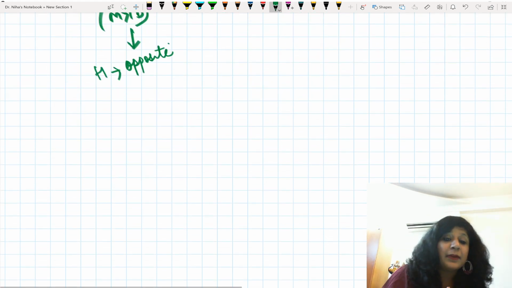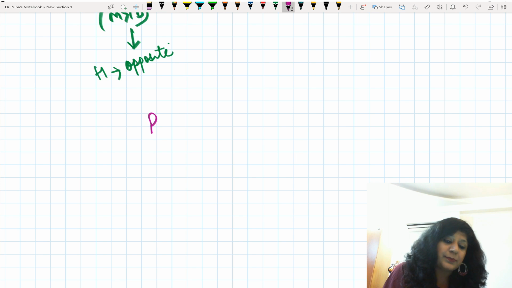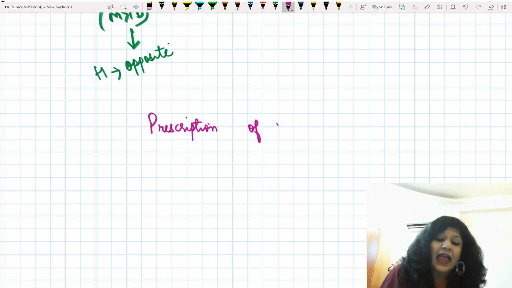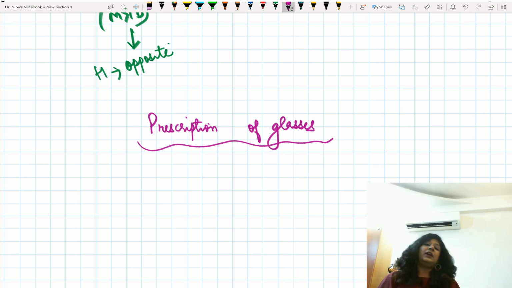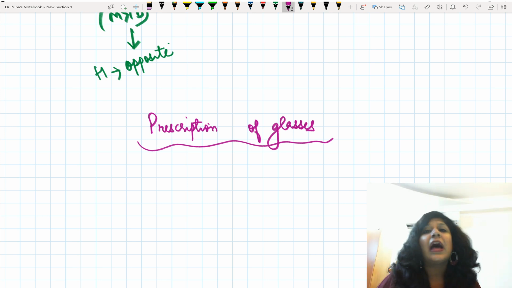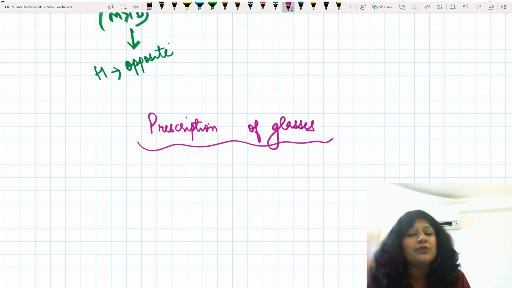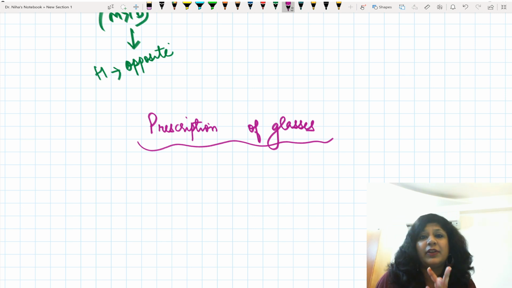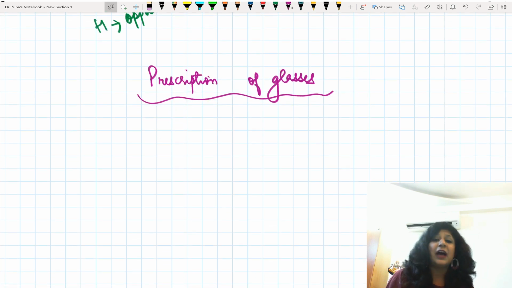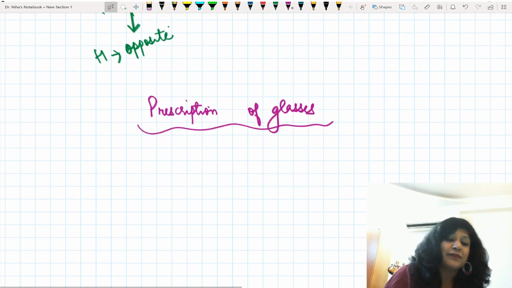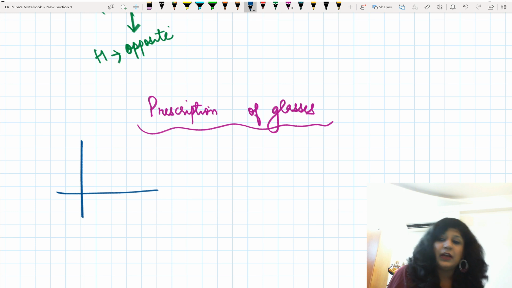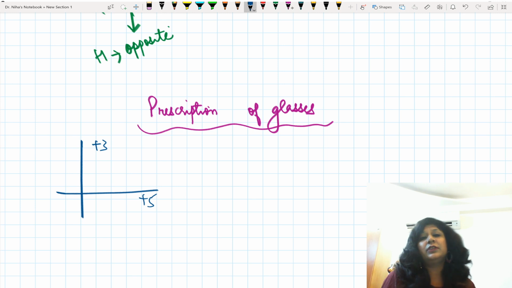Okay. Now coming to the third thing, that is your prescription of glasses. It is the prescription of the glasses when we have to give the refractive correction, where you have to apply the distance factor, and then you have to apply your tonus allowance also. So what happens after getting the retinoscopic findings? Suppose you have calculated the retinoscopic findings like this. Maybe it can be plus 3 and plus 5.